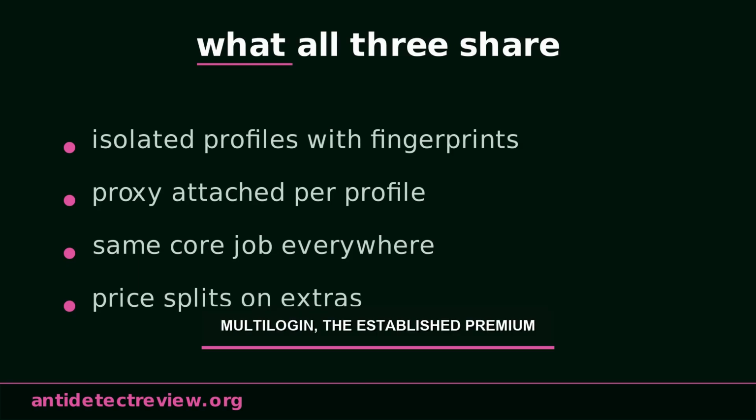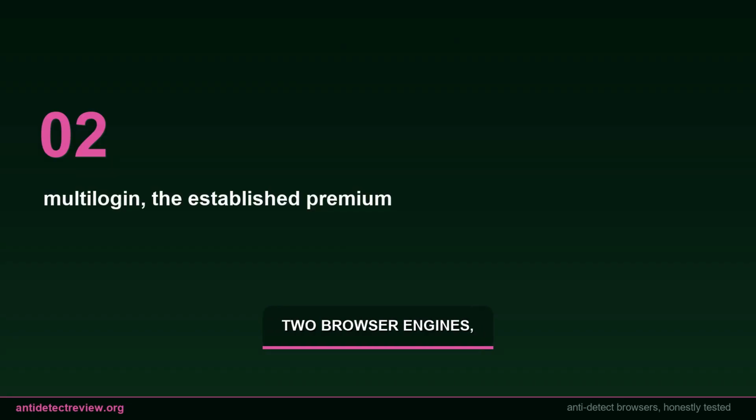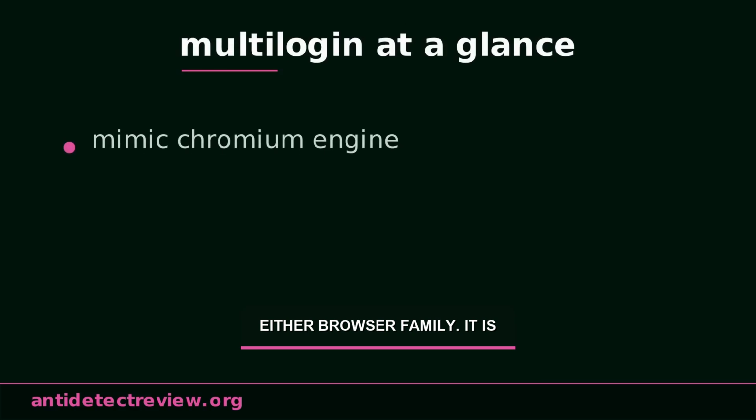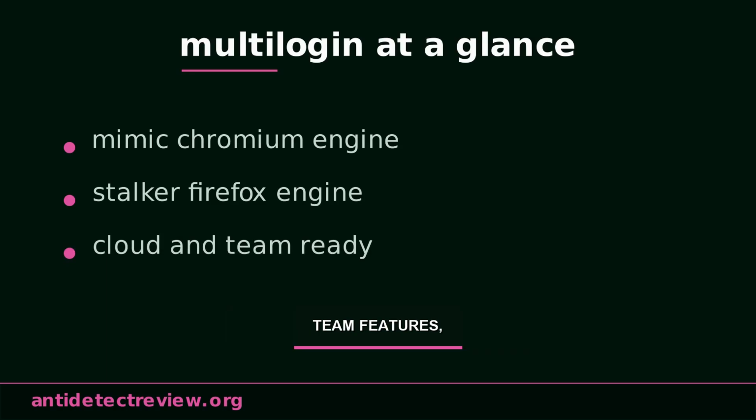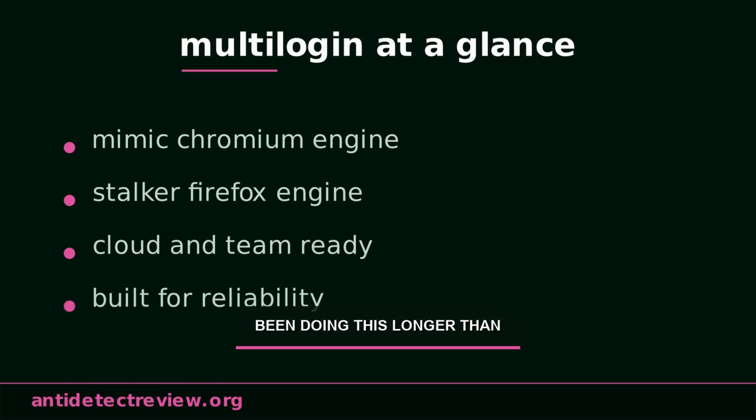Multilogin, the established premium. Multilogin is the old name in this space, and it prices like it. It runs two browser engines, a Chromium-based one they call Mimic, and a Firefox-based one they call Stalker, so you can present as either browser family. It is cloud-capable, team-oriented, and built around reliability and reputation more than around being cheap. What you are paying for with Multilogin is maturity, a long track record, polished team features, and the confidence that comes from a tool that has been doing this longer than most. It is not the budget pick and does not try to be.